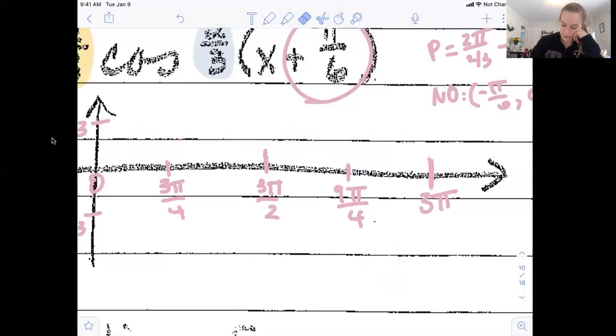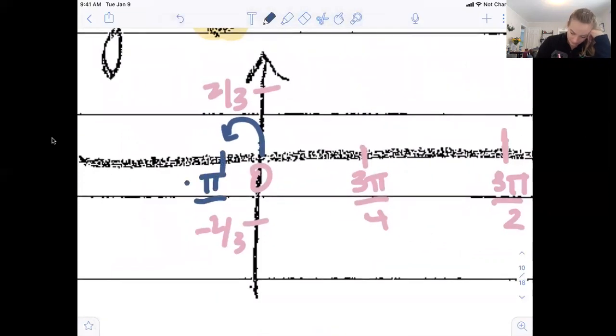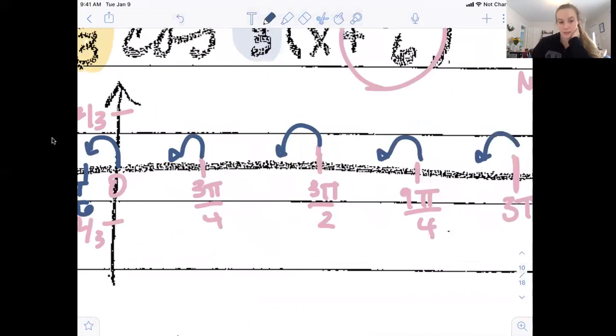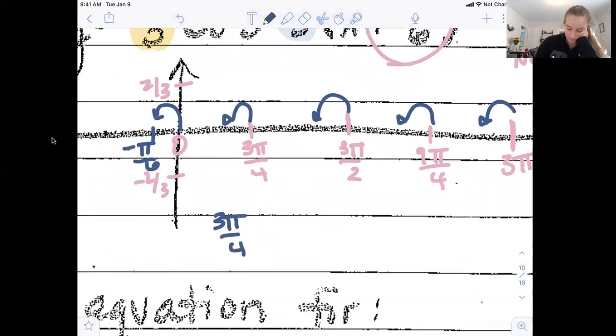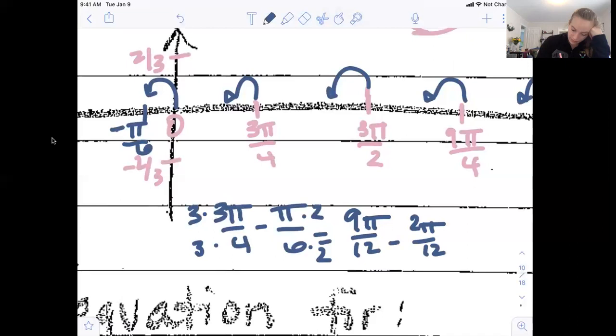Okay, those are just our markers. Now we have to move everything to the left π/6. When we subtract π/6, we can just find like denominators each time. I think that's probably the easiest way. Let's get to it. So I've got 4 and 6, that becomes 12 on the bottom. 9π/12 − 2π/12 = 7π/12.